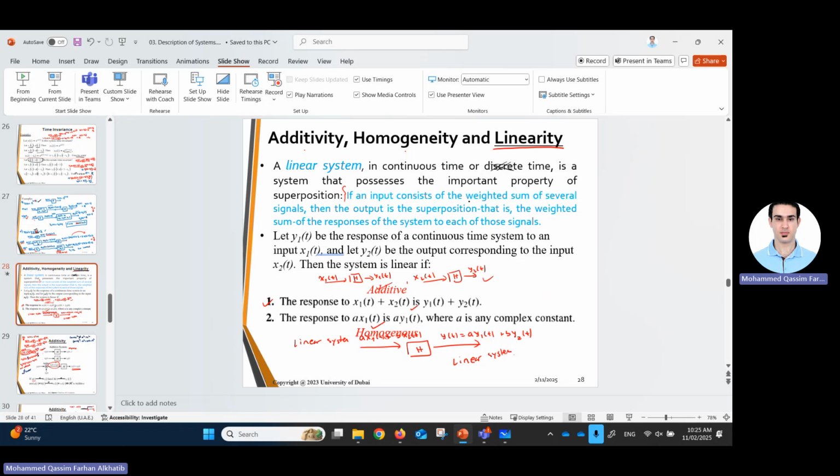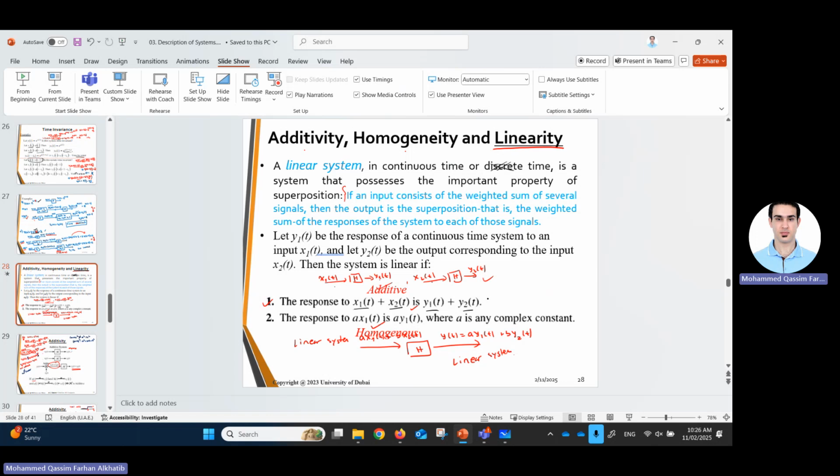So if an input consists of a weighted sum of several signals, then the output is the superposition, the weighted sum, of the outputs. So let y1 be the response of a continuous time system to an input x1, and let y2 be the output of x2. Then you have it like this: x1, y1, x2, y2. So additivity means that if you apply to the system x1 and x2 together, will you get y1 and y2?